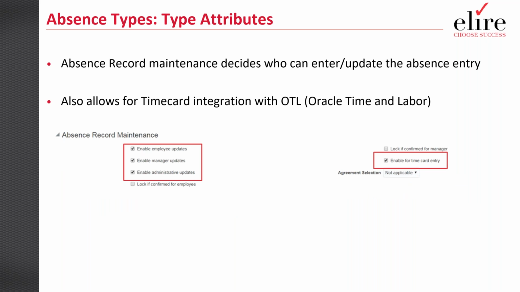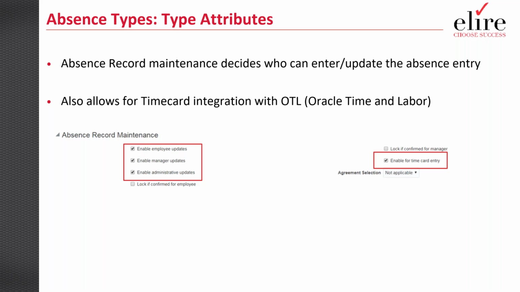So for absence record maintenance, you can also control on the absence type who's allowed to update the absence. If you see here, we've got checkboxes for employees, managers, and administrative updates. For instance, if you have a short-term disability type of absence and you don't want managers to be able to update or make any changes to that entry, you might want to deselect the Enable Manager Update section there. That way you're keeping it between the employee and the administration so that managers aren't able to go in and make changes to it.